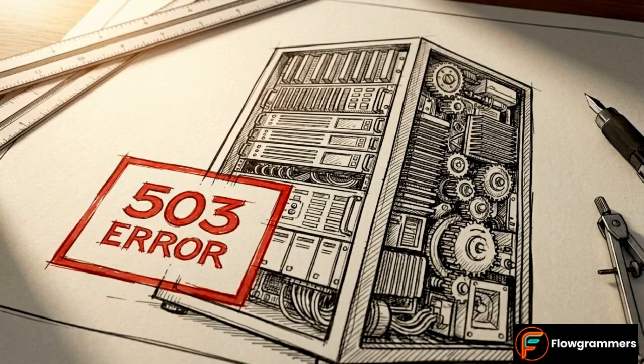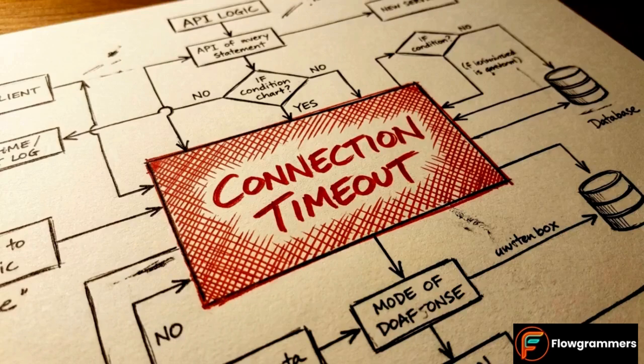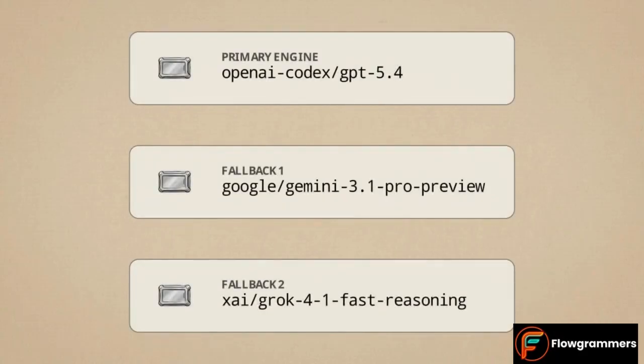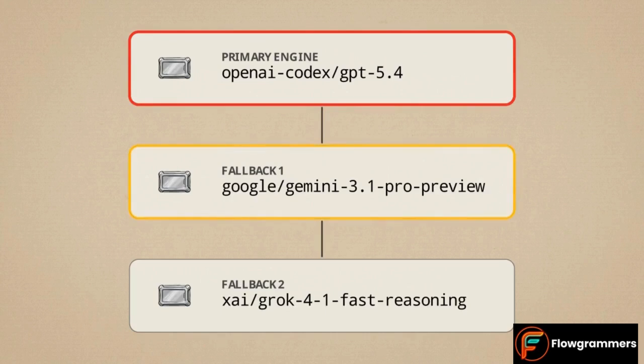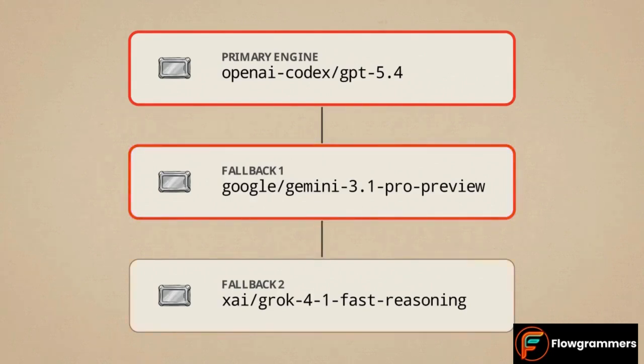Even the best API providers experience rate limits and outages. If your system depends on a single connection, it will eventually stop working when you need it most. You need a fail-safe model configuration. This graphic illustrates the exact 3-tier model stack we use for this environment. At the top, we set OpenAI-codex/GPT 5.4 as the primary engine for heavy lifting. If that primary connection slows down or fails, the system is configured to silently transition to fallback 1, which is Google/Gemini 3.1 Pro preview. If that also fails, it drops to fallback 2, XAI/Grok 4.1 fast reasoning.